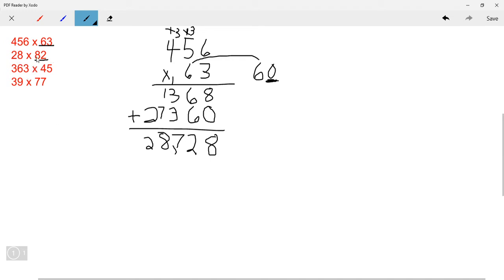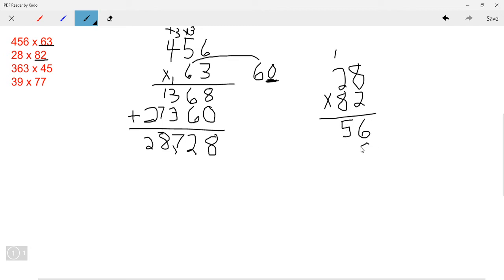Let's just do one more here. 28 times 82, and we always start with the ones column. 2 times 8 is 16. We carry the 1. 2 times 2 is 4, plus 1 is 5, so 56.